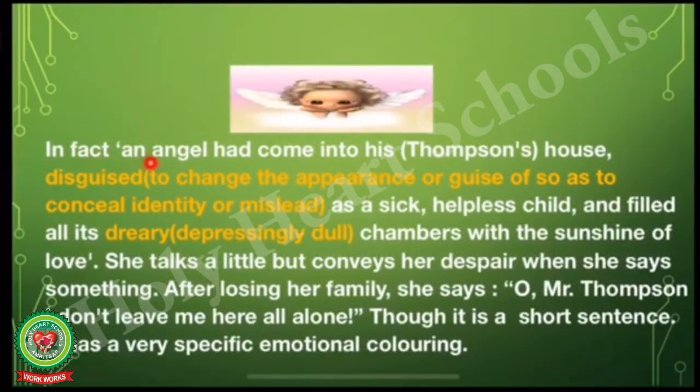In fact, an angel had come into Thompson's house disguised. Please underline the word disguised and write down to change the appearance or guise so as to conceal identity or mislead. So when we are disguised as someone, we basically are changing our appearance so that we can look like someone else or mislead. And here, according to the context, disguise means that she was an angel in the guise of a human being.